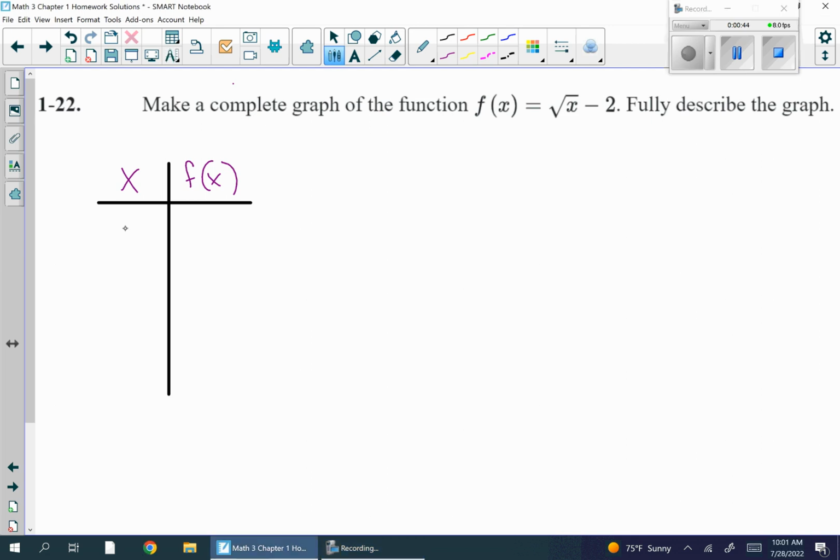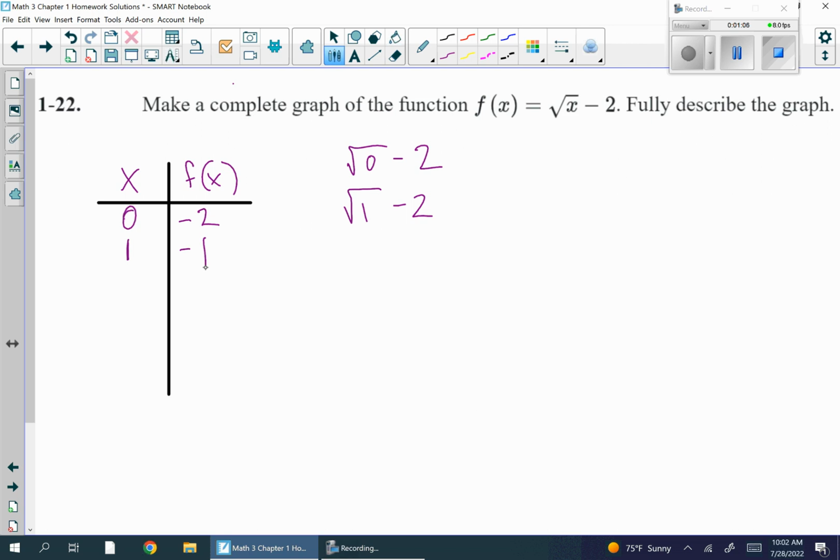So I know that 0 is a perfect square, so the square root of 0 minus 2, 0 minus 2 is negative 2. Alrighty, and I know that 1 is a perfect square, so let's choose 1 as an input. Square root of 1 is 1. 1 minus 2 is negative 1. Okay, so you kind of see the pattern.